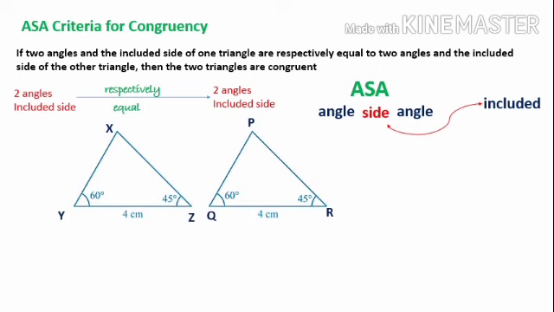Let's go for visualizing it. Here there are two triangles XYZ and PQR. Here angle Y and angle Q are equal, they are 60° each. Angle Z and angle R are equal, they are marked 45° each. And the included side means between these given angles Y and Z, the side is there, that is YZ. Here between the given angles Q and R, the side QR is there. So the included sides YZ and QR are also equal. Therefore, we can say that these two triangles are congruent by using the ASA criterion.